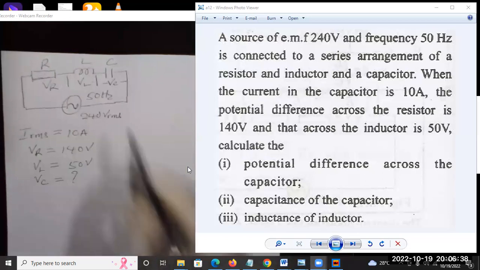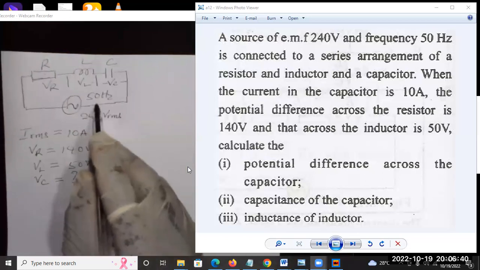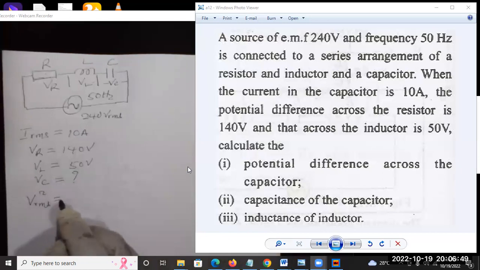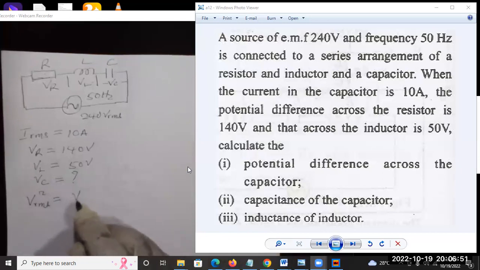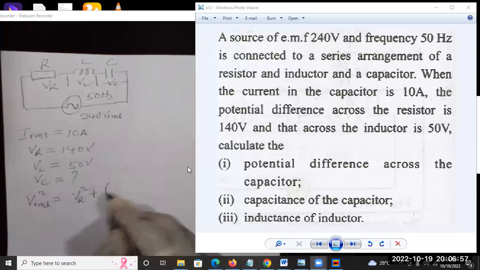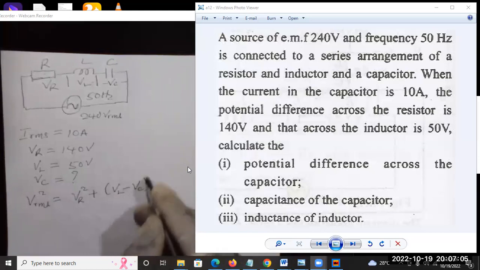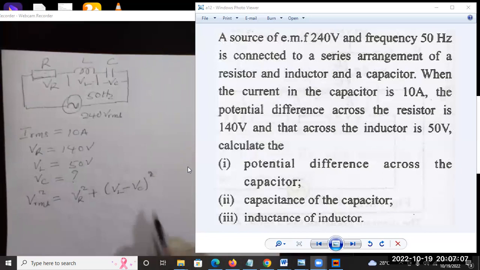This is an AC circuit. Using a vector diagram, the square of the source root mean square voltage is equal to the square of the voltage across the resistor plus the square of the voltage across the inductor minus the voltage across the capacitor. Our emphasis is to find VC.